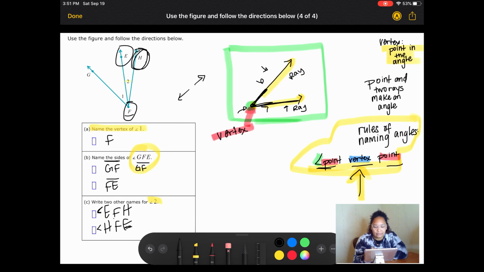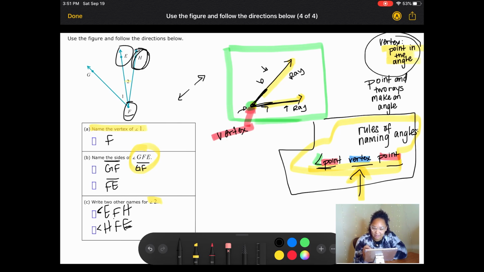I know that's a lot, but the answer is very, very simple. As long as you know the rules of naming angles and what a vertex is, this question is going to be very, very easy, because this part is sort of a given. As long as you know those things, you guys should be fine. I know that was a lot of information, but the question itself is not that difficult.